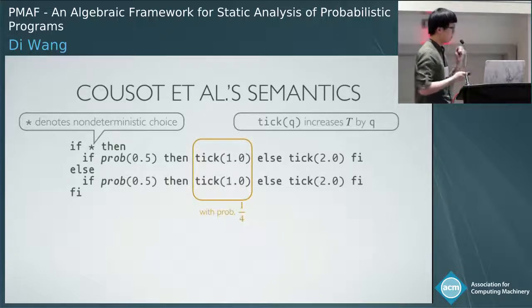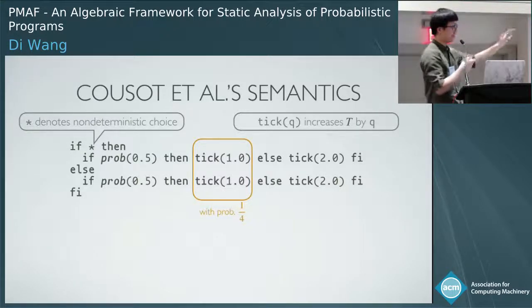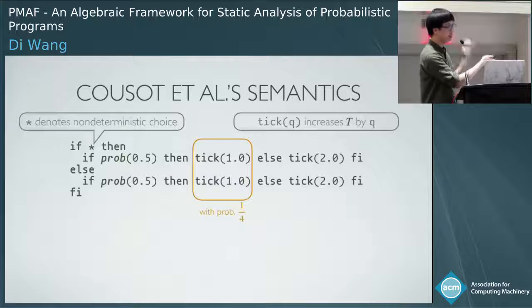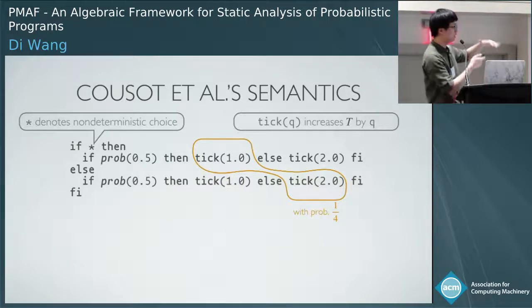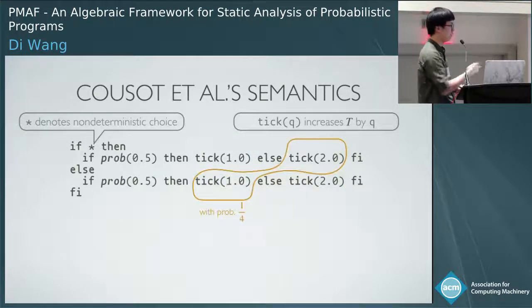And here, for Cousot semantics, because the probabilities are resolved prior to non-determinism, we need to enumerate all possible combinations of these random conditionals. So first we can choose the then clause of both statements, and this will have probability 1/4. Similarly, we can choose the then clause of the first random conditional, and the else branch of the second conditional. And at last, we can do this one.